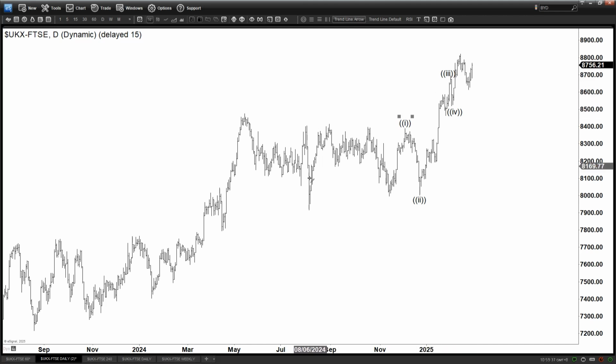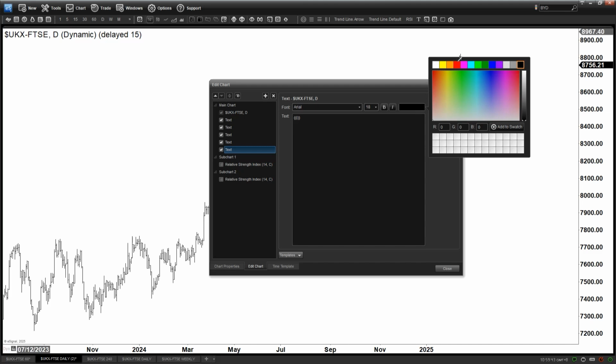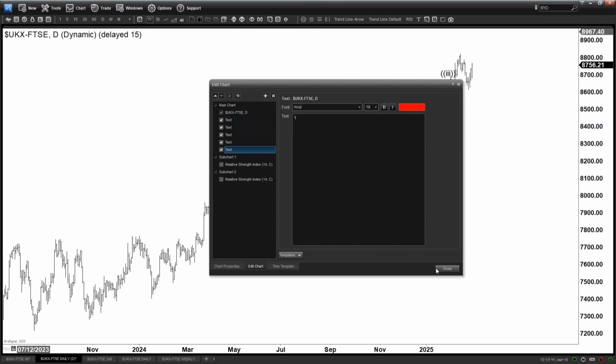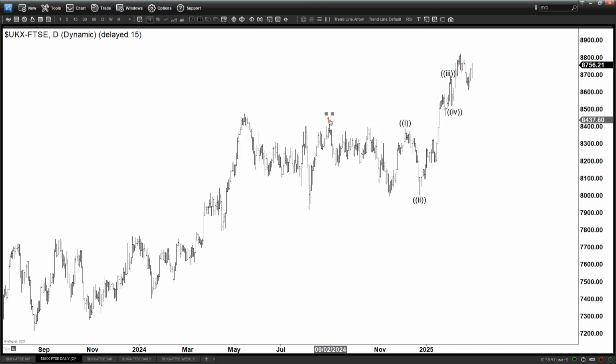And if you take a look at it from here, in the larger degree, I can call this another 1 and 2 in the FTSE. And so you got a 1 2 and then 1 2. So this is one possibility, like this. Another possibility is like this.